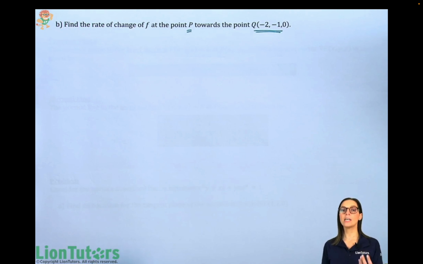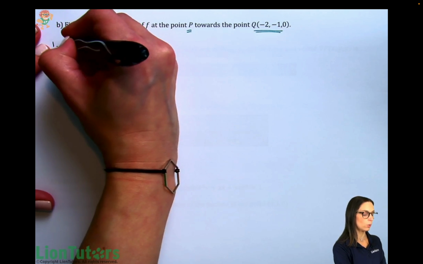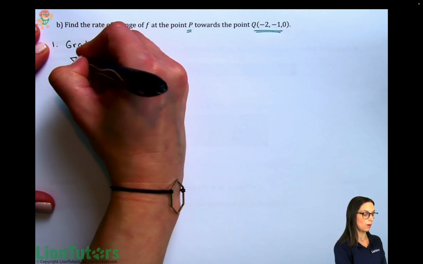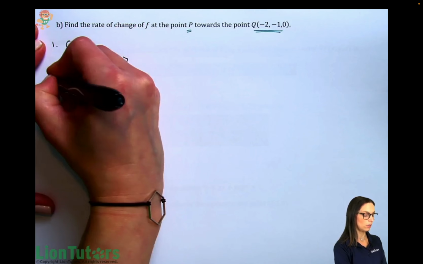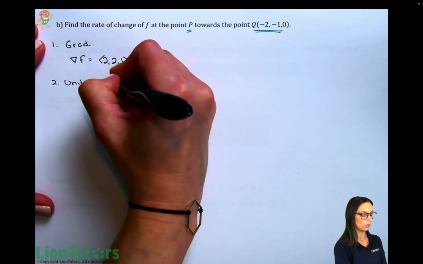Okay, we'll do that in 1 second, but remember, if we're finding the rate of change in a specific direction, that means we are finding a directional derivative. So again, we need 3 things. We need the gradient, which we've already computed up above as 2, 2, 1. We need the unit vector, and that's what we're going to do now.